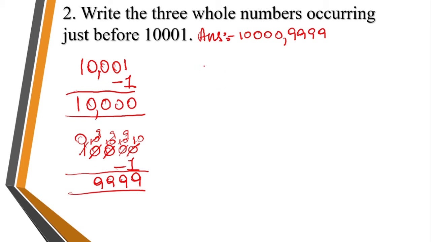Now we should do 9,999 minus 1. Now 9 minus 1 is 8 and 999 will be as this because we don't have any numbers below them, right? So we can't subtract anything.